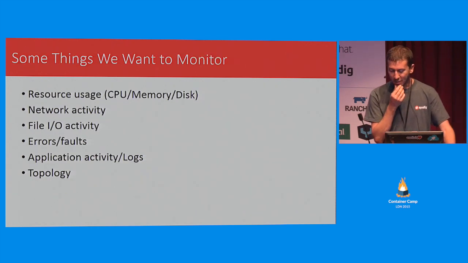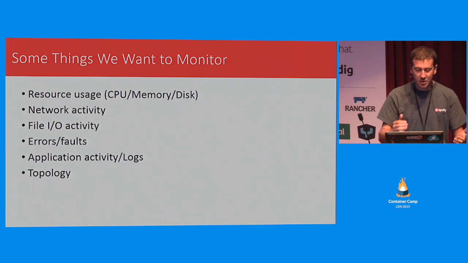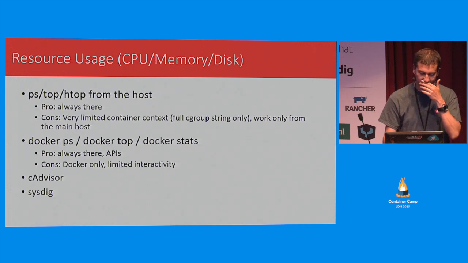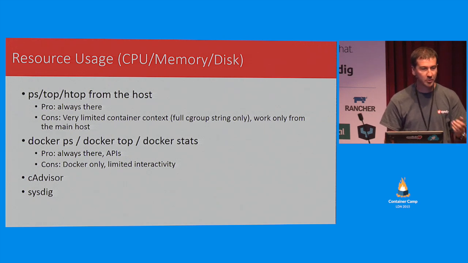Let's start with some of the things that we want to monitor. Resource usage: CPU, memory, disk; network activity; file I/O; errors, faults; application activity and logs; and topology. So let's start from the beginning. Basic stuff: resource usage, CPU, memory, disk, and so on. What options do we have here, especially in the open source?